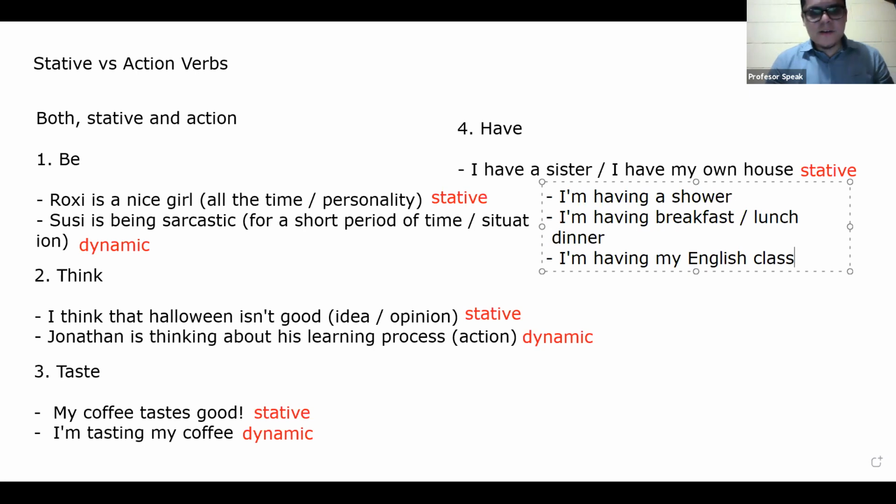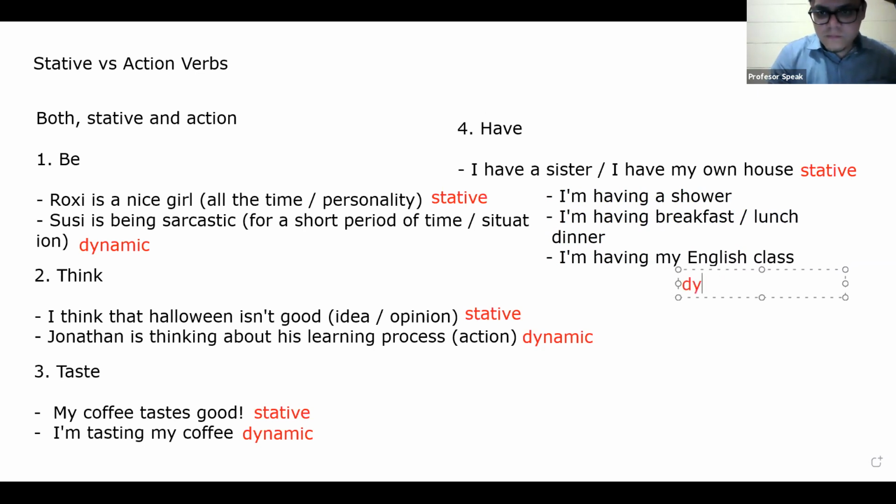Okay, so in this case, you're talking about a dynamic verb, right? Dynamic. Why? Because have in this case represents an action. I'm having a shower, I'm having breakfast, I'm having lunch, I'm having dinner, I'm having my English class now, okay? But when you refer to possession, you use a stative verb form, okay?